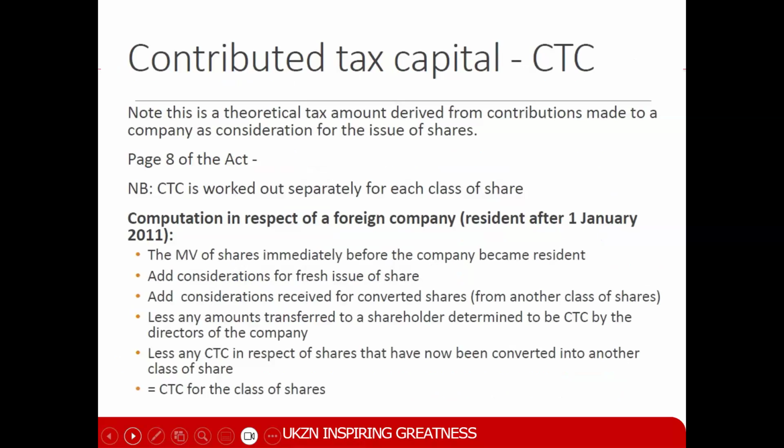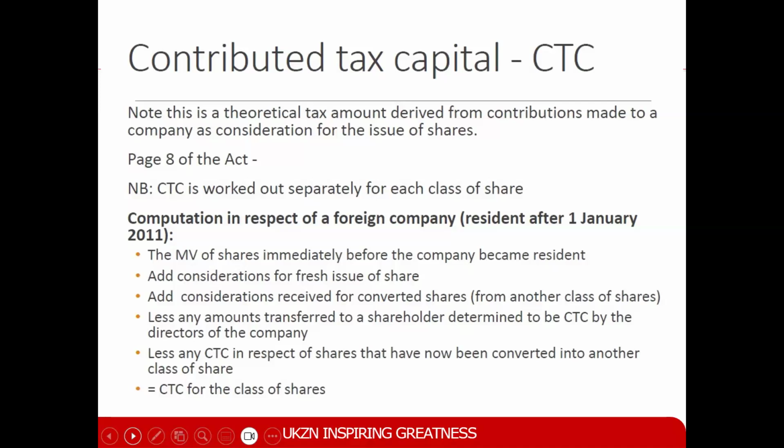However, 50,000 of it is contributed tax capital. So it's a reduction, meaning that is the amount I contributed when I purchased the share. This is why they say it is worked out separately for each share of a class, so it can be different.